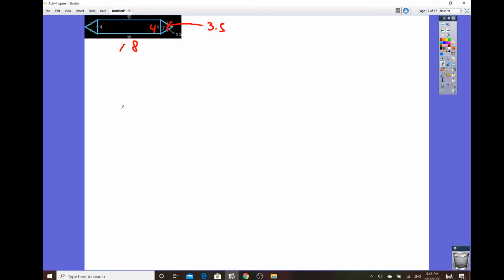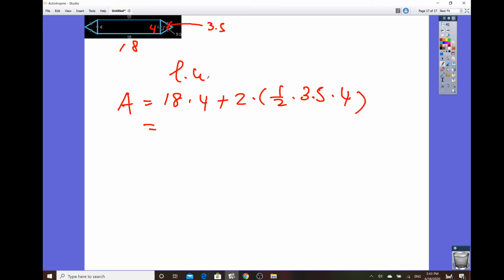So the way to do it, so find the area of the rectangle, so 18 times 4, and then the area of those 2 congruent triangles, we just need to find one of those and then multiply by 2, so 2 times 1/2 times the height, 3.5, times the base. So this one is just length times width, and then plus 2, because we do have 2 identical triangles. Half times the base times the height.